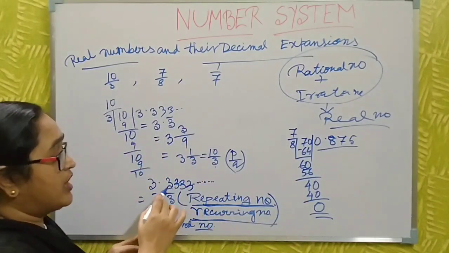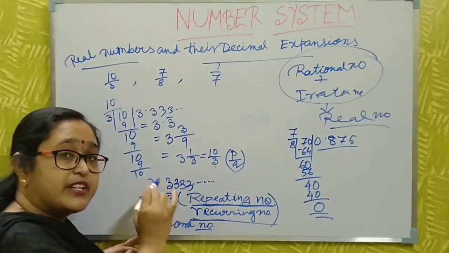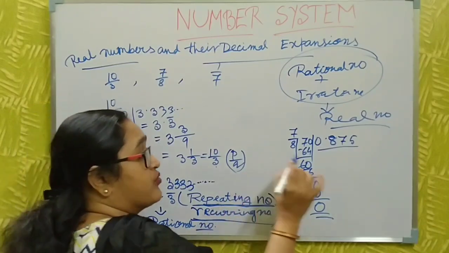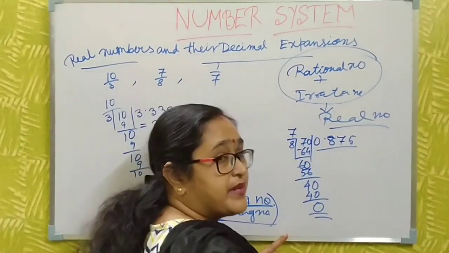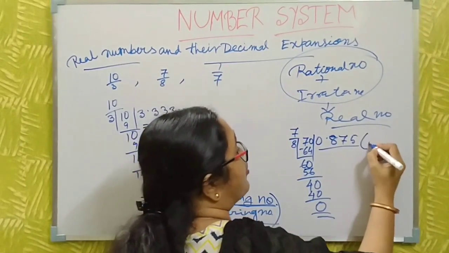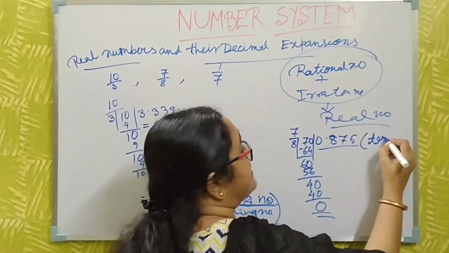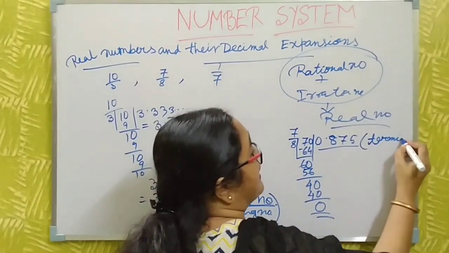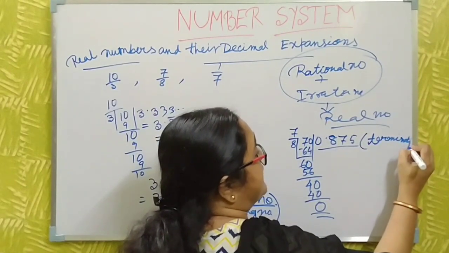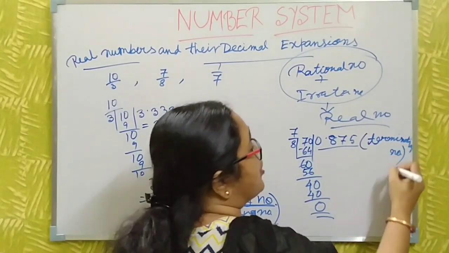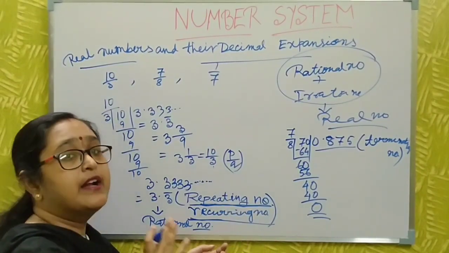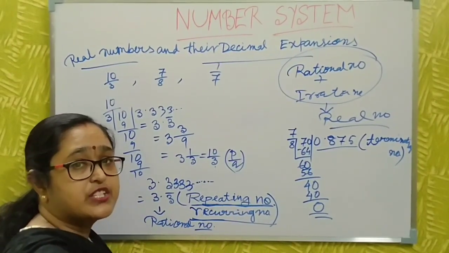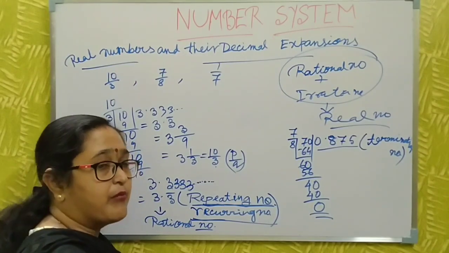A number whose decimal expansion terminates, or whose remainder becomes 0, is called a terminating number. This is also a rational number. Terminating numbers and recurring numbers are all rational numbers.